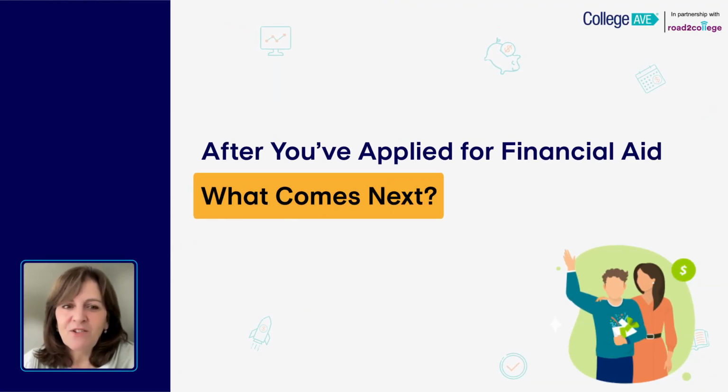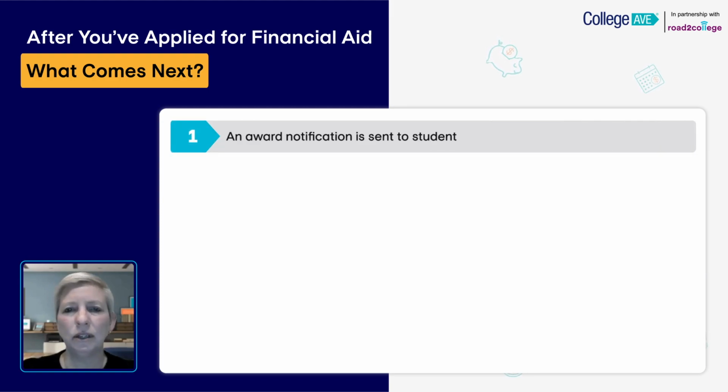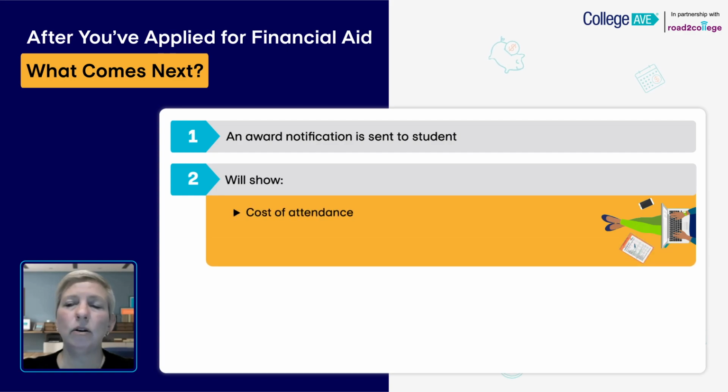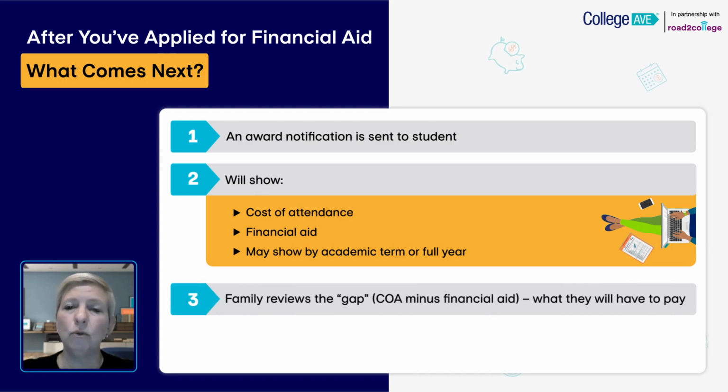After a student has applied for financial aid, what can they expect? That's a great question. They will receive an award notification. It'll either be electronic or paper or both. Basically the award notification will show them their cost of attendance minus any financial aid that they have. Just make a clear note as to whether it's broken out by semester or academic term versus a full year, because what the family would want to do next is to review what we call the gap.